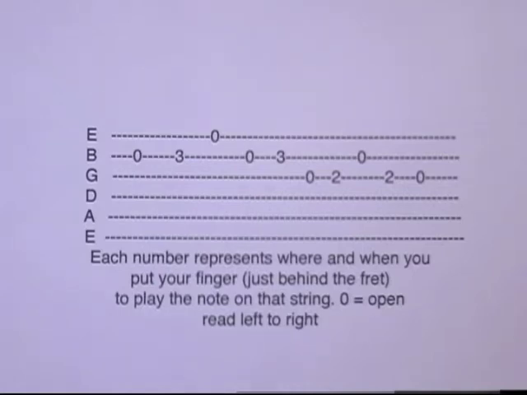We have a B string open. We have a B string on the 3rd fret. We have an E string open and a B string open, 3rd fret. Now, why don't I play what's written there, and I want you to play it too. Very slowly. Ready? Go.